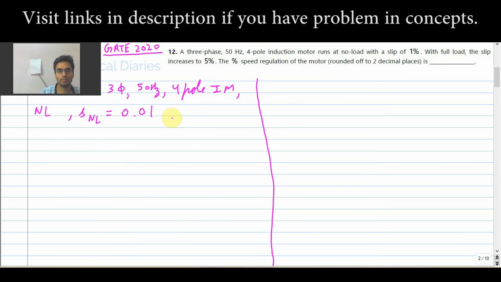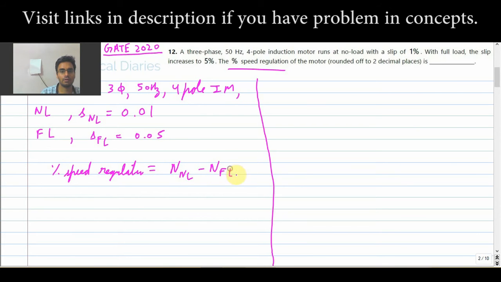With full load, the slip increases to 5%. When it is running at full load, the slip at full load is 0.05. Now he has asked the percentage speed regulation. If you don't know the concept, then you can visit the links in the description. So percentage speed regulation is given by speed at no load minus speed at full load divided by speed at full load.